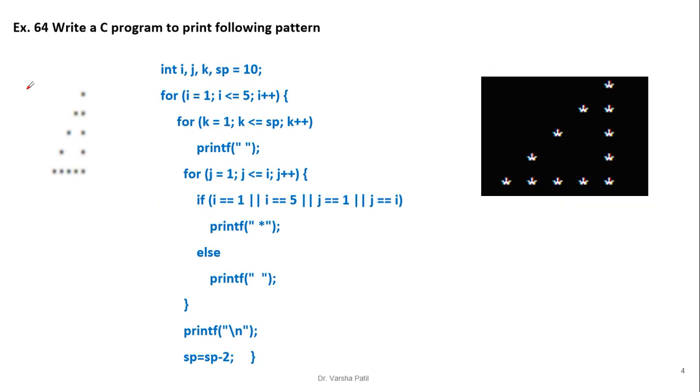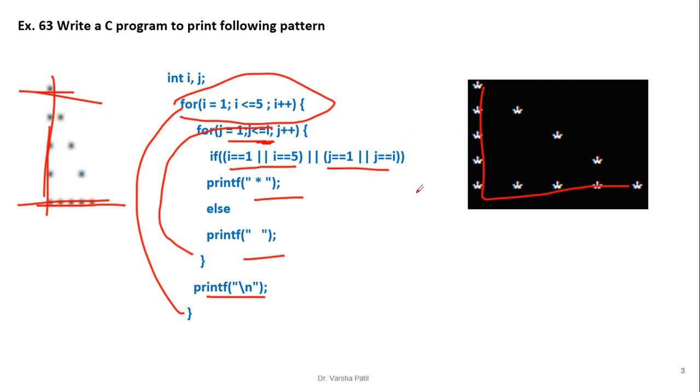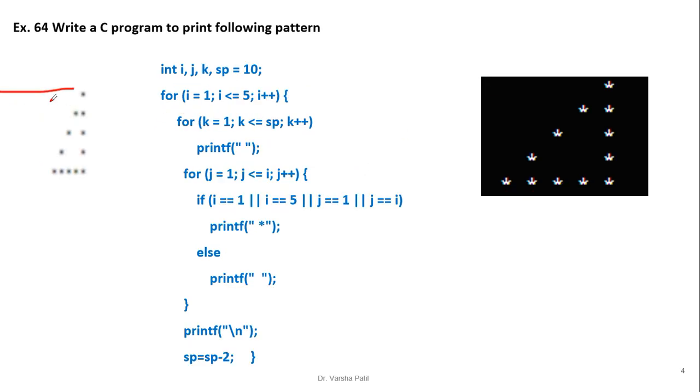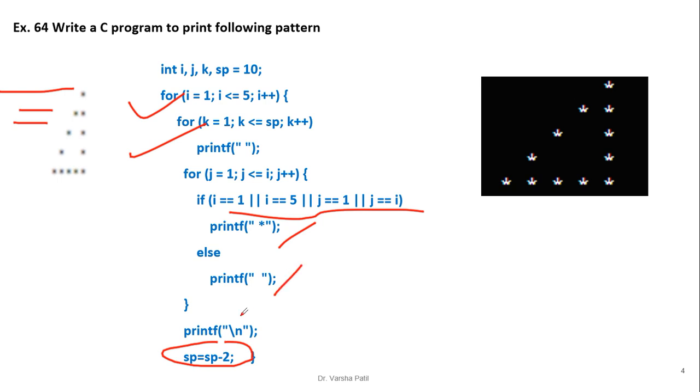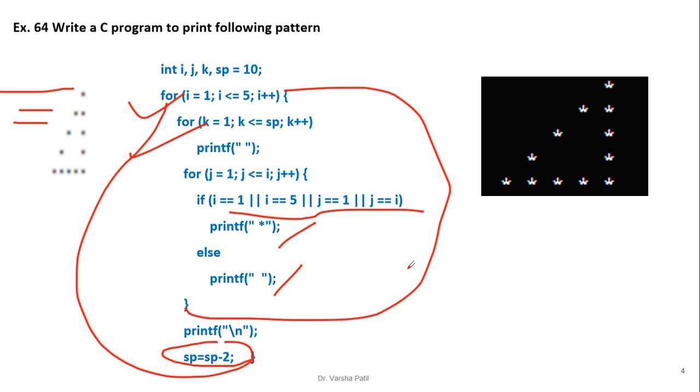Now the next program is similar to this, only we need to add the space. So here space is added and you can see that space is decremented. This is the I loop, this is the k loop. For every iteration, that is for every row, we are printing some space. Then when I equal to 1, I equal to 5, or j equal to 1, j equal to I, we are printing the star, otherwise we are printing the space. Then slash n, space equal to space minus 2, and this is the end of the main for loop, and this is the end of the j loop.